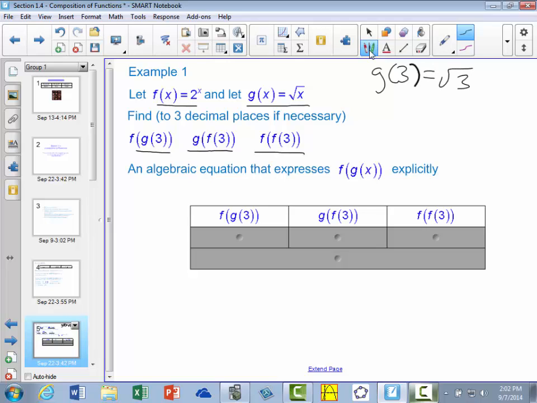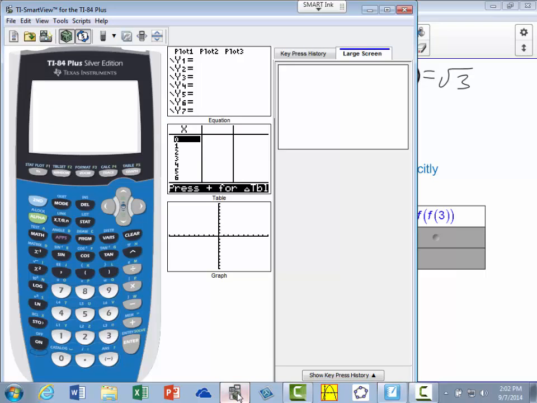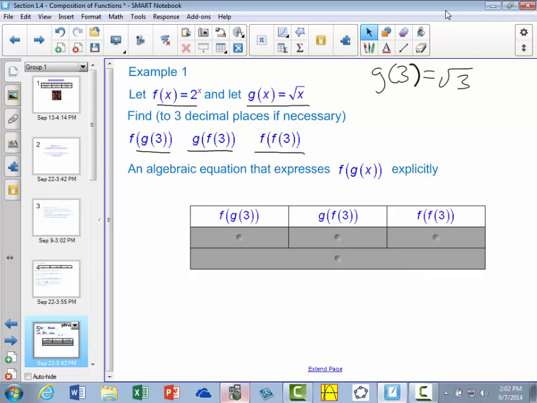So let's pull out our calculators and find the square root of 3, which we find to be approximately 1.732. Once we've found the value for our inside function, we plug it into our outside function, which is f. So we need to find f of 1.732, which would be 2 to the 1.732.